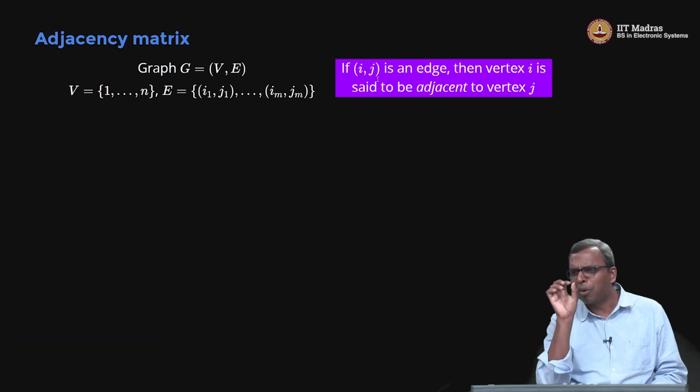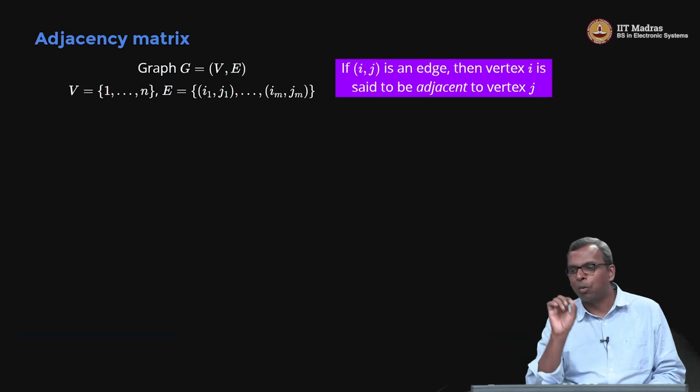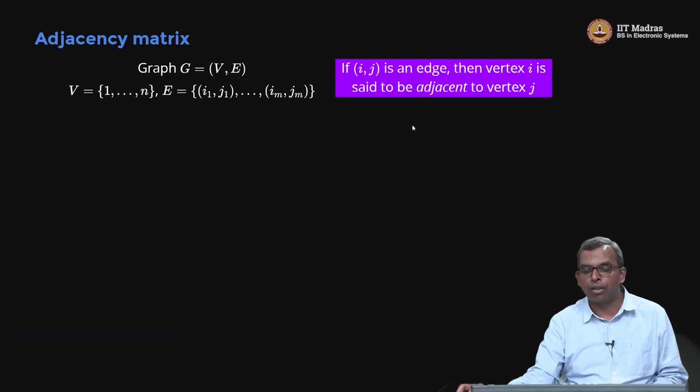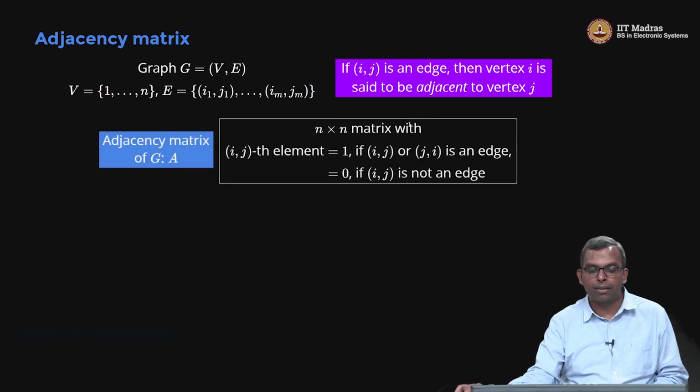i and j are adjacent vertices because they are connected by an edge. I can hop from one vertex to the other along the edge in one step. That's why they are called adjacent. They are also called neighbors. There are various terminologies in graph theory for how an edge connects. The adjacency matrix of the graph G, I will usually denote as A. It's an n cross n matrix, since I have n vertices. The ijth element is very simple: if i comma j is an edge or j comma i is an edge, I will make the ijth element 1.